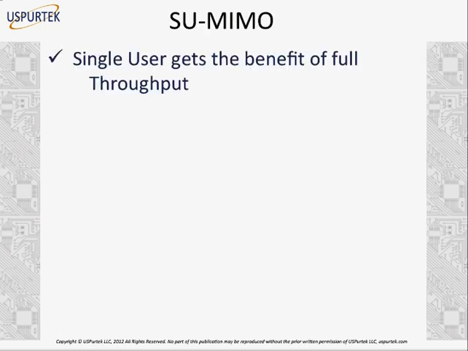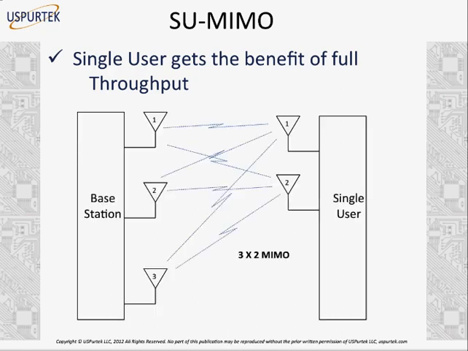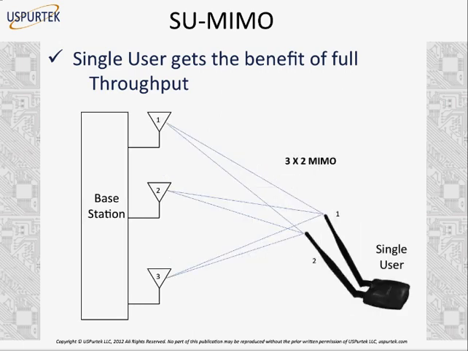So what is this single user MIMO? In single user MIMO, one user gets the benefit of full throughput from the antenna. So you have 3 antennas on the base station and 2 antennas on the user equipment. And all data is transmitted from the base station to a single user at any point of time. So if the throughput is 1 gigabit per second, all of it is claimed by one user. And this could have very niche applications. Maybe the military or the government will have such applications where each of their equipment needs very high bandwidths.